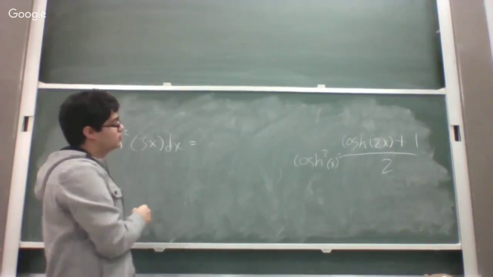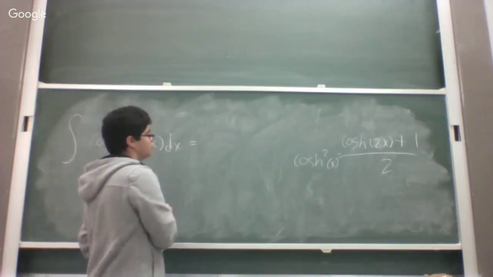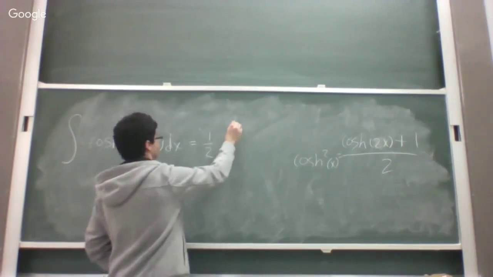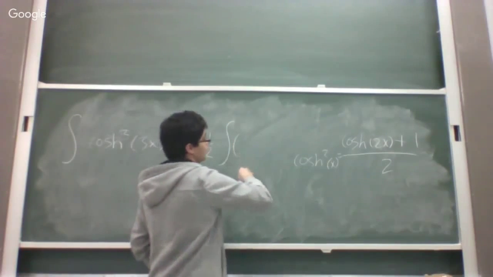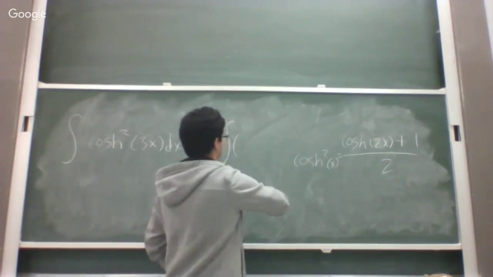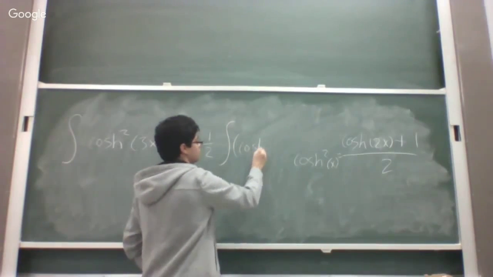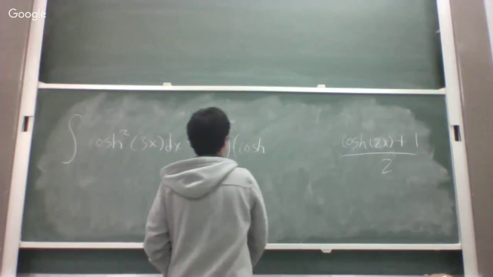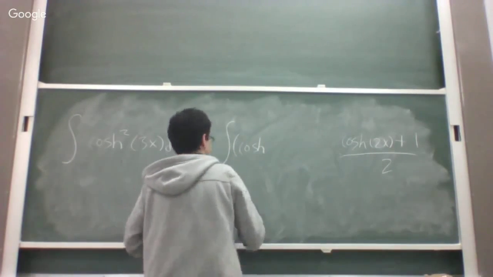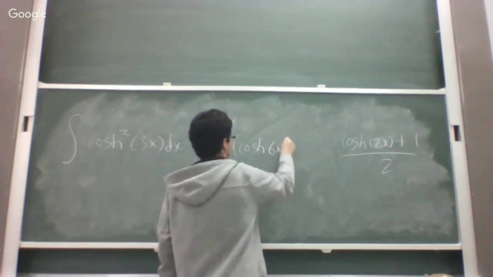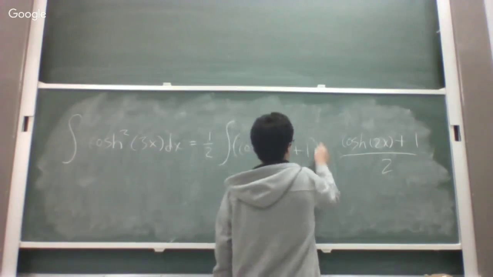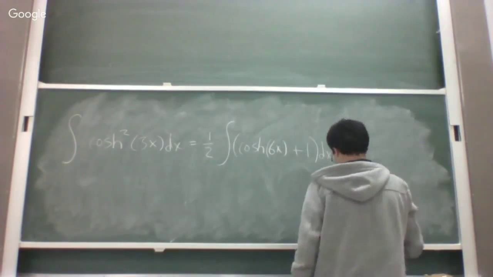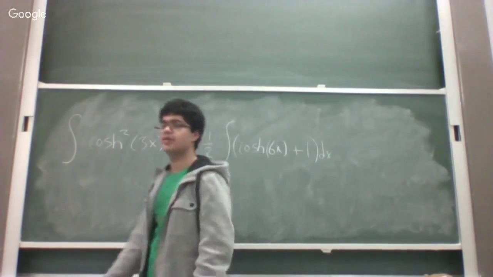So that's equal to, looking at that, we can have one half on the outside. We'll have an integral of cosh of 6x plus 1 dx. Did that make sense?